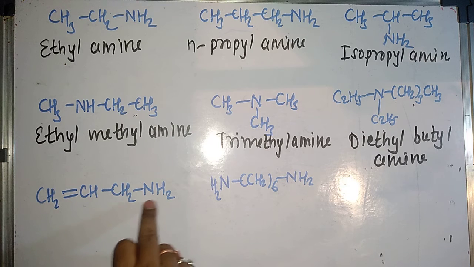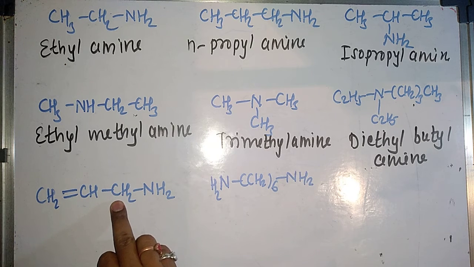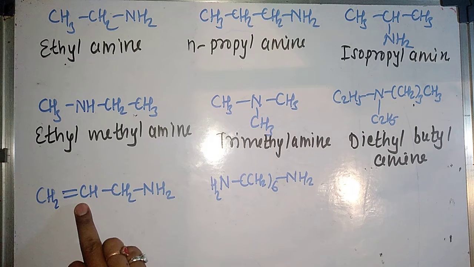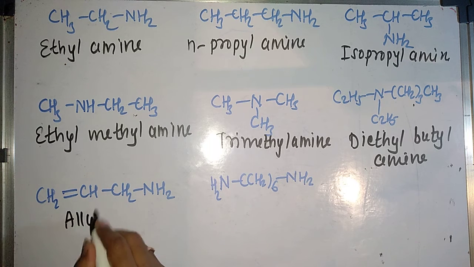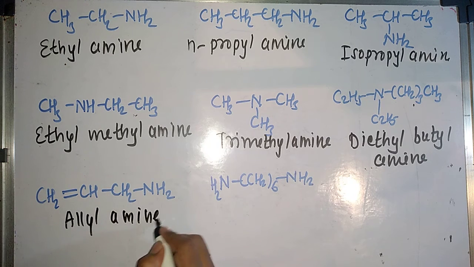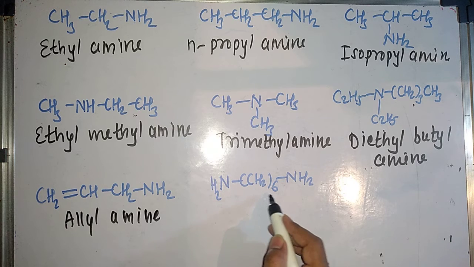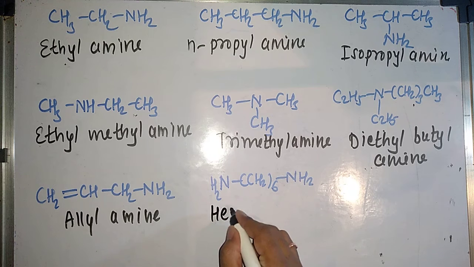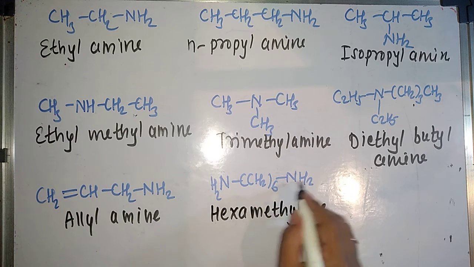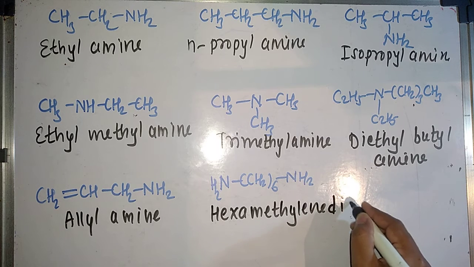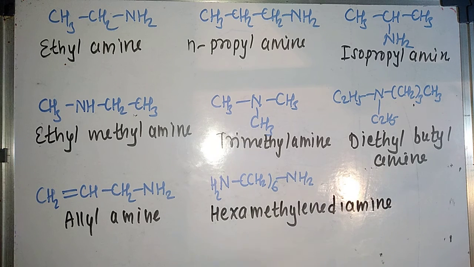Now here I have an NH2 group attached to an sp3 hybridized carbon atom, which is just next to a carbon-carbon double bond. This carbon is called the allylic carbon. Now the NH2 group is attached to the allylic carbon, so I will call it allylamine. Now here a total of 6 CH2 groups are there. CH2 means methylene group, so I will write it as hexamethylene. Total 2 NH2 are there, so I will write it as diamine. Amine means NH2 or nitrogen. So I got hexamethylenediamine.